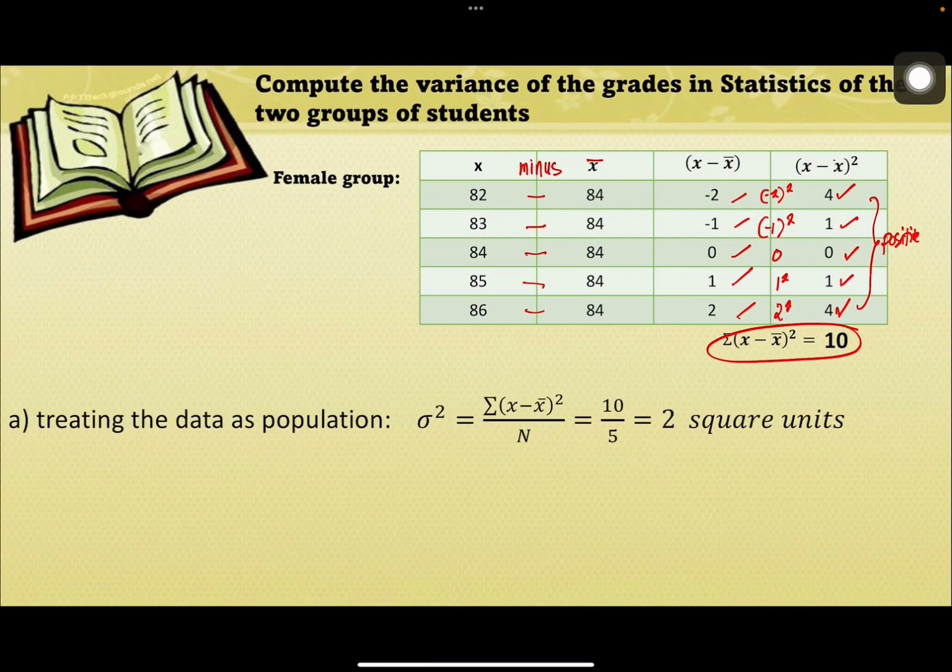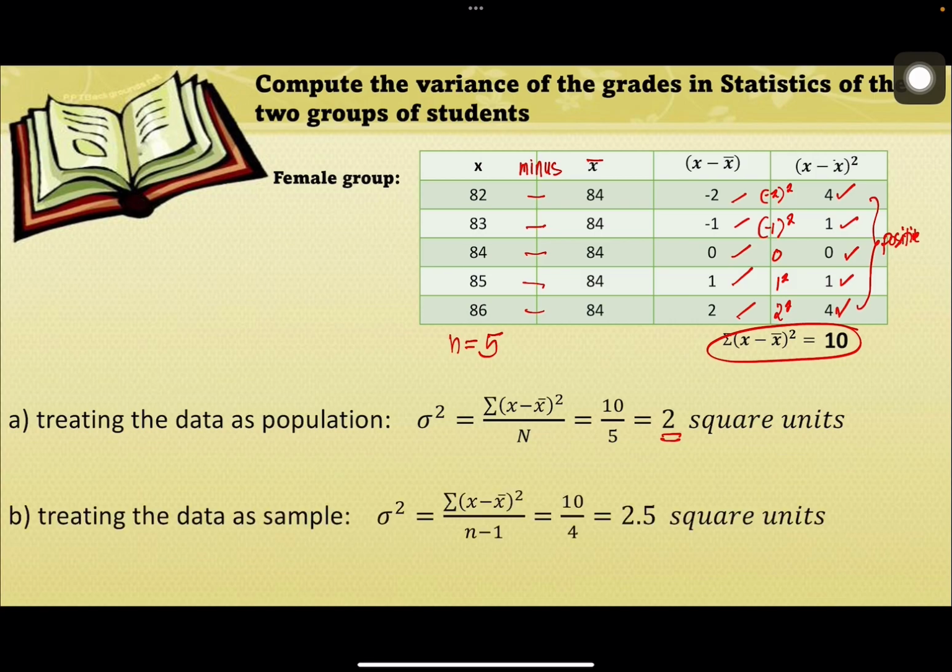So, again, the formula is this. And we'll get 10 divided by 5. Si n dito ay 5. So, 10 divided by 5 is 2. And for the sample data, divided by 4. Kasi nga, n minus 1. So, 5 minus 1 is 4, which is equal to 2.5 square units.